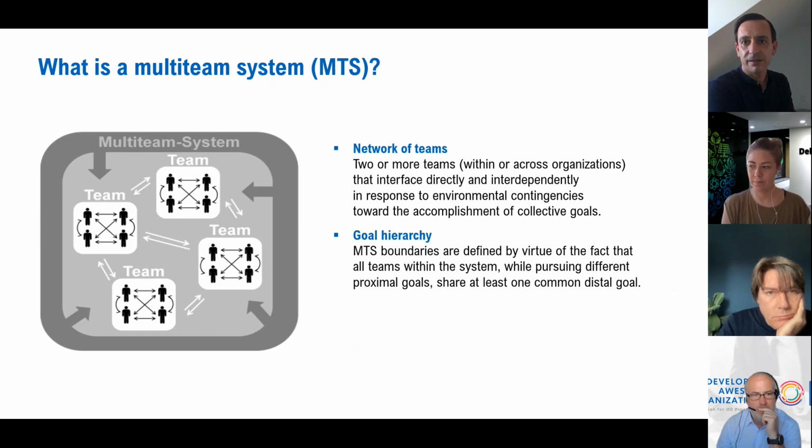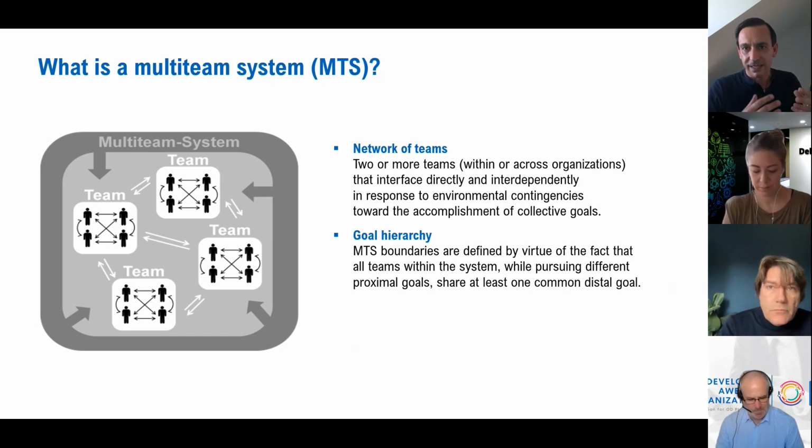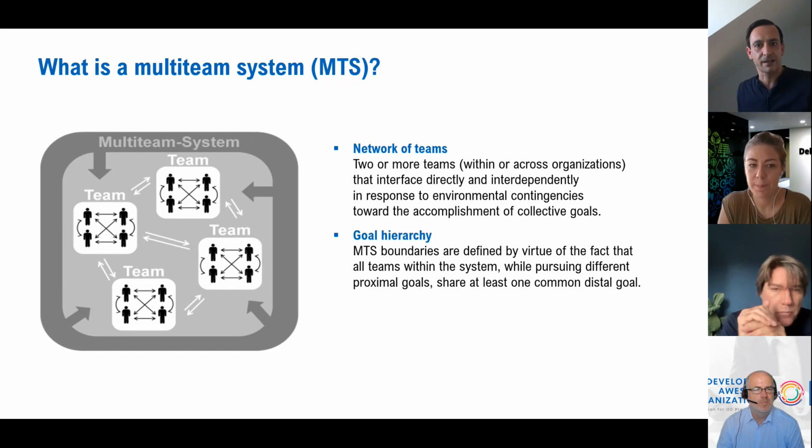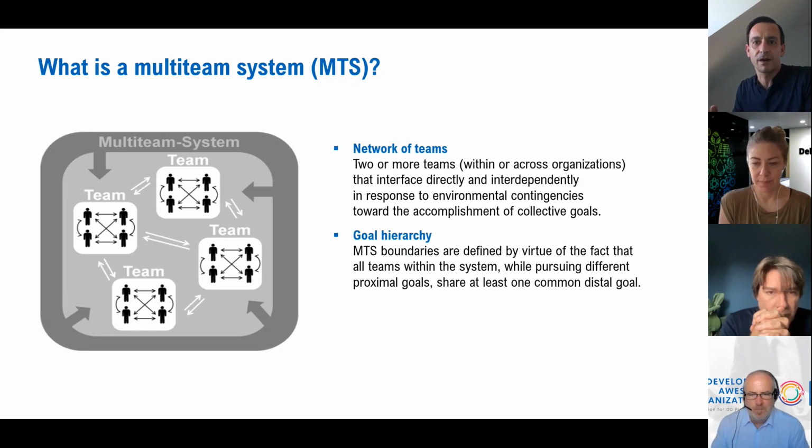Then this goal hierarchy also defines the limitations and boundaries of a multi-team system, meaning you have teams that have their proximal individual goals. A classical example is when there is an accident. You have the police who have to take care that nobody approaches the scene. Then you have, for example, firefighters. Then you have an emergency response team. Then you have a surgical team at the hospital. Their overarching goal is to save the life of the people that were in this accident, for example. But all the different teams have different responsibilities regarding this overarching goal.